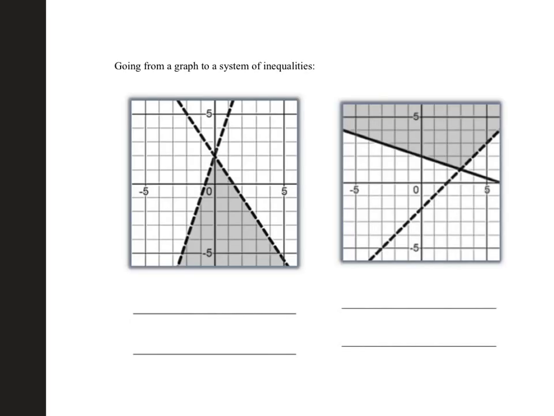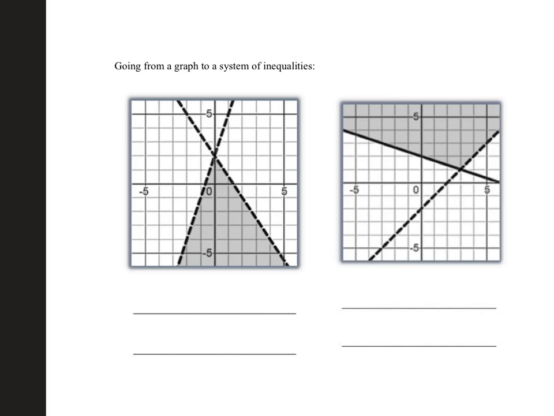Now we are on the third page. This would be a great time to go ahead and grab a highlighter because we're not drawing the lines, we're not graphing them. Instead, we are looking at them. We're doing the opposite of what we've been doing. We're looking at the graph and writing the system of inequalities based off of the graph.